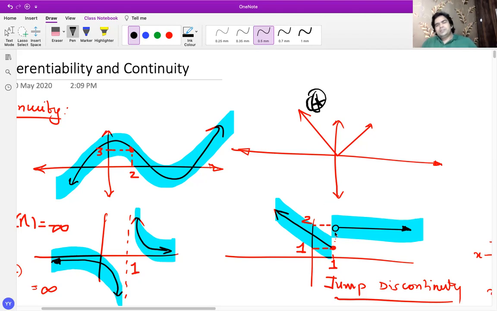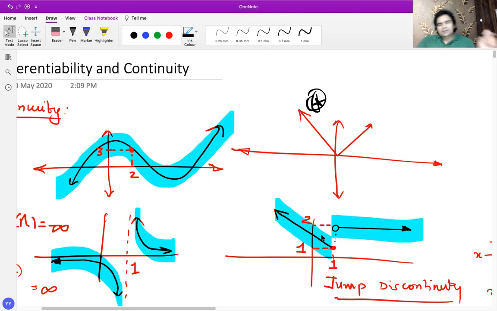Now here, this is also called jump discontinuity. So there the function has a break, but it is a jump discontinuity. Now these discontinuities, the asymptotic discontinuities and the jump discontinuities, are non-removable discontinuities.